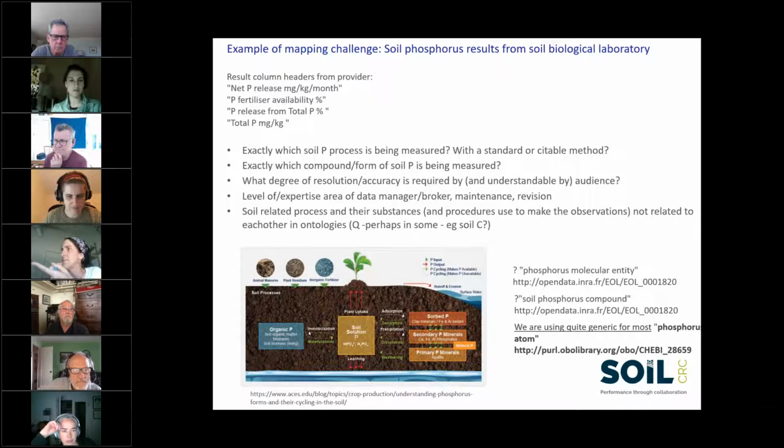And these things aren't related to each other in the soil ontology, though they might be. I imagine there's probably a carbon one out there. So that's a question for you guys. So when you go, oh well, what's the phosphorus thing? What's the object we're measuring? Oh, I know it's not ideal, but we're just saying phosphorus atoms, because we just have to go, well, just a call for now.